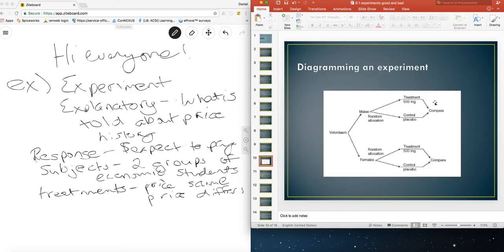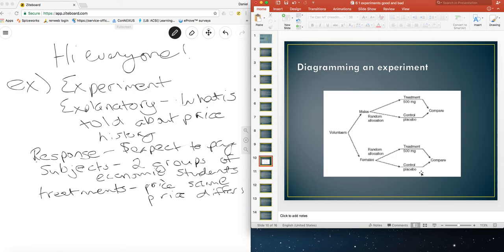There we go. This next word is important. You always need to write random when you start deciding who gets what treatment. So you notice for males, I don't randomly assign who's a male. Hopefully that's already decided. But I do randomly decide, once I have males, who's going to get the treatment and who's going to get the placebo. Down here, the females also, you had to write random again, treatment and placebo.